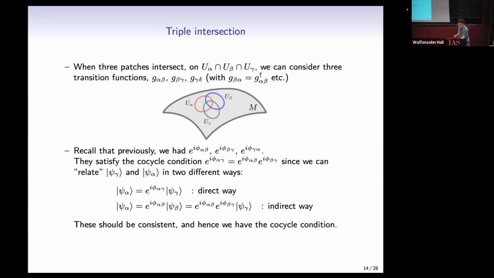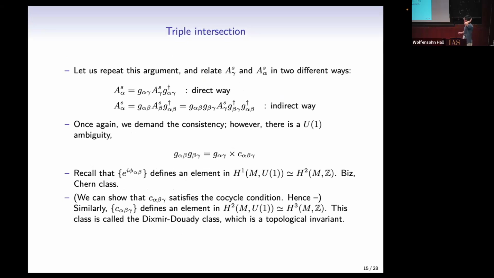Okay, so now let's see the effect of triple intersection. So we basically repeat this argument. I first go from A alpha to A beta, and then from A beta to A gamma. So that's one way to relate A alpha and A gamma. But you could also do it in a direct way, going from A alpha to A gamma directly by using this transition function G alpha gamma.